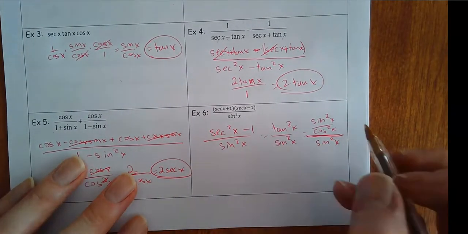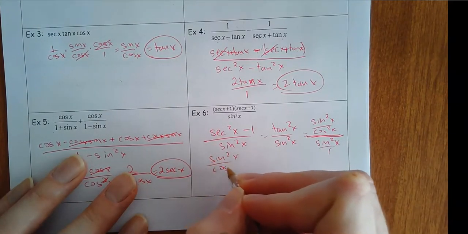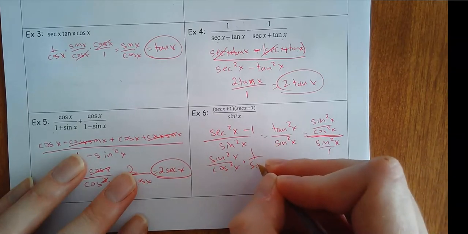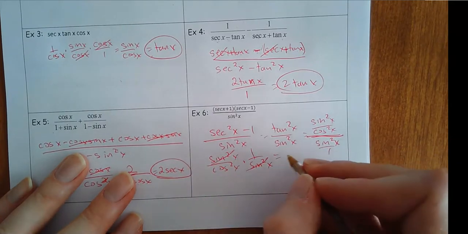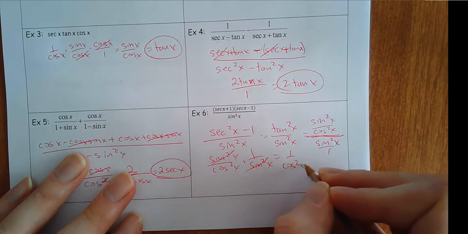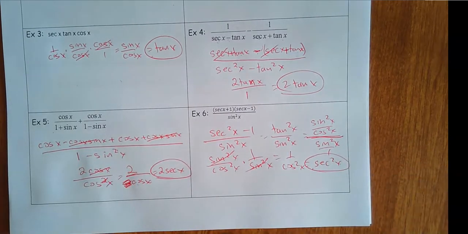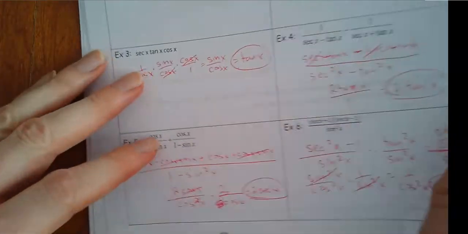So if I want to simplify this, think of this as sine squared x over cosine squared x over 1, and then flip this over times 1 over sine squared x. So that would equal, these would cancel out, 1 over cosine squared x, which would be the same thing as secant squared x.